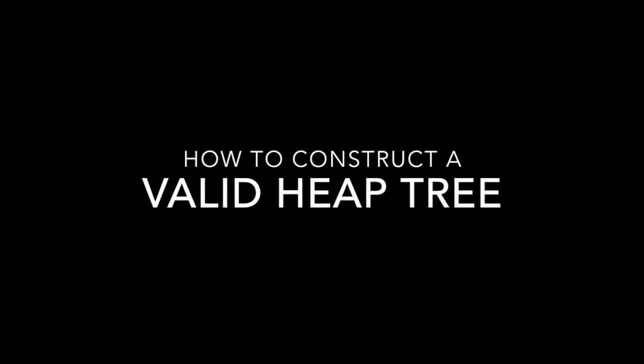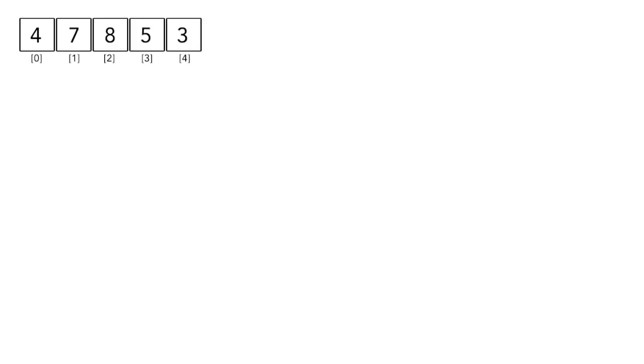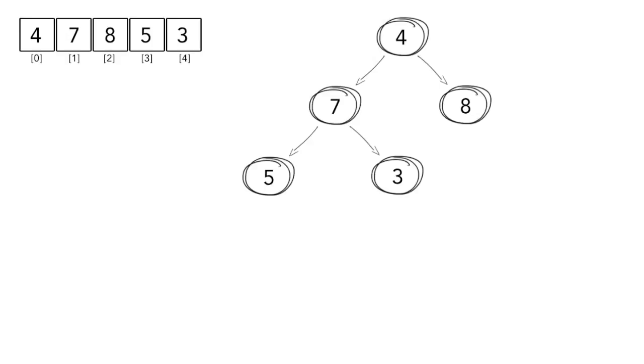Now, let's try to construct a valid heap tree using this example. Let us construct a heap for the list 4, 7, 8, 5, and 3 using a binary tree. For a node located at index i, its left child is found at index 2i plus 1, while its right child is at index 2i plus 2. So from this list, we would be able to generate this tree, but it is not valid.